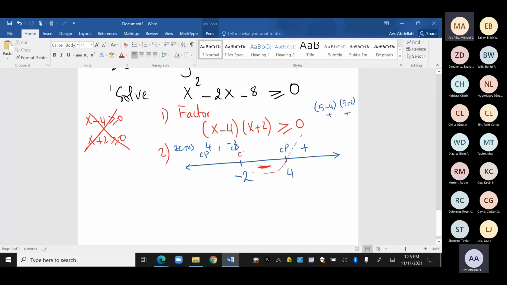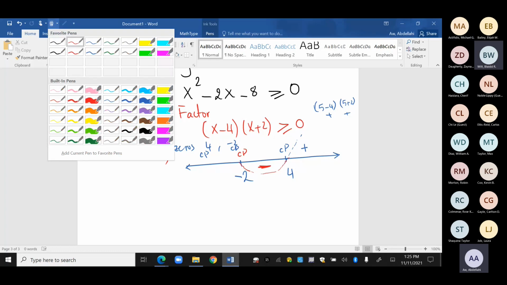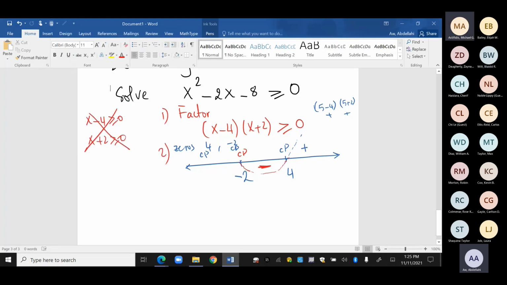-2 is a cross point. What's going to happen after -2? Where's the graph going to go? Positive. It's going to go positive. It's going to be plus. Every time, if all the zeros are cross points, you always have alternation. You have plus, minus, or minus, plus, minus, plus, right?